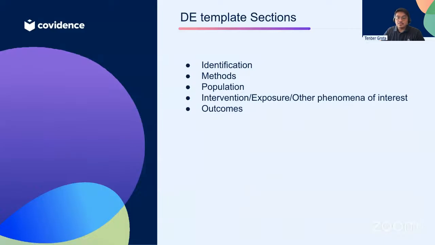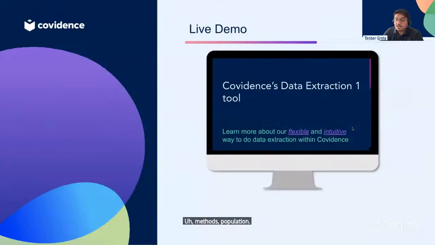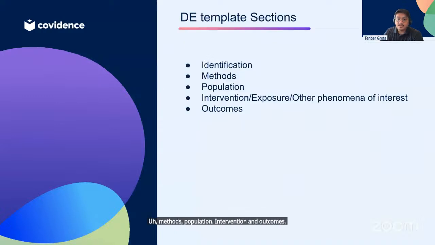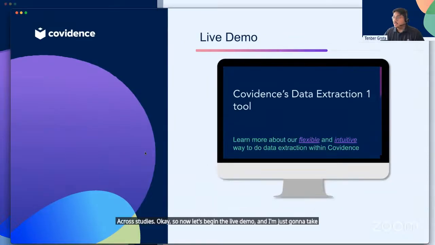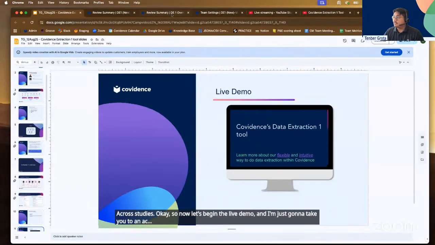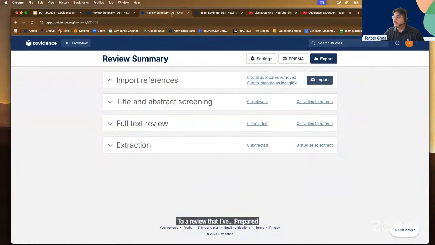Okay, so the extraction one template is organized into 5 key sections. You have identification, methods, population, intervention, and outcomes. Okay, so these sections help structure and standardize the data you collect across studies. Okay, so now let's begin the live demo. And I'm just going to take you to a review that I've prepared here for you.